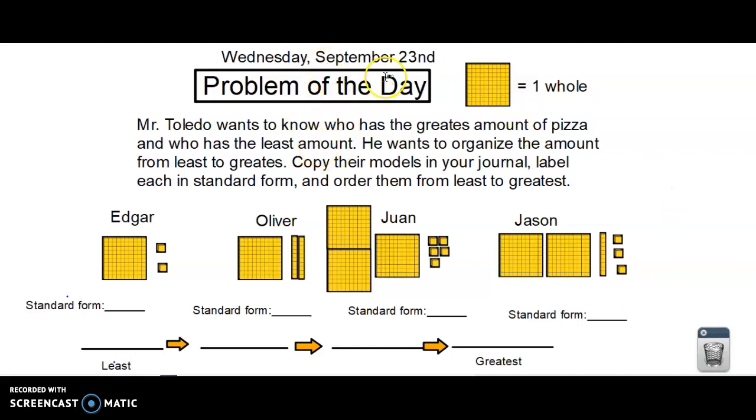Hello, it's Wednesday, September 23rd, and the problem of the day is Mr. Toledo wants to know who has the greatest amount of pizza and who has the least amount. He wants to organize the amount from least to greatest. Copy their models in your journal, label each in standard form, and order them from least to greatest.